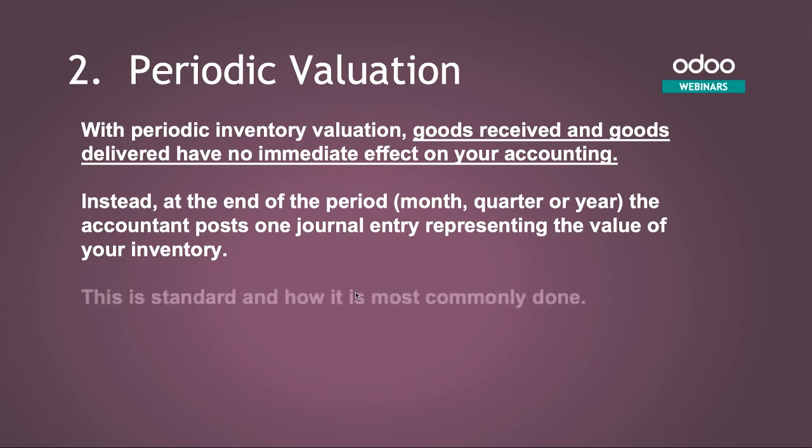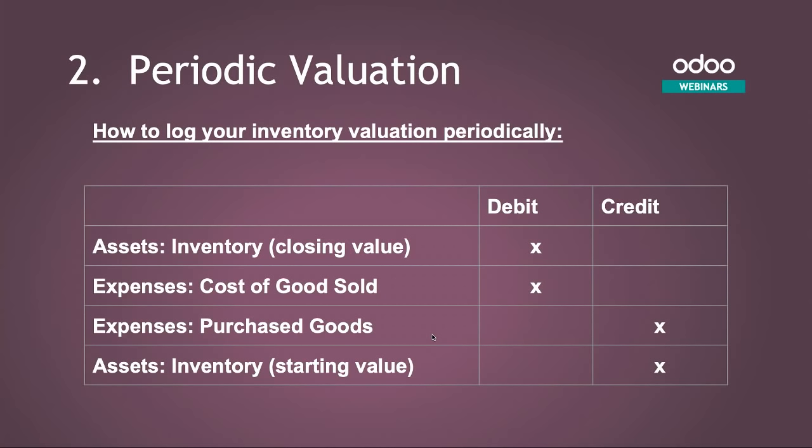With perpetual valuation, you will be able to do this automatically. So you don't necessarily have to ever go in and do anything specifically. Every time there's a money movement, it will automatically create journal entries in the system. That being said, this is how you would normally log your inventory valuation. In your assets would be a debit, your expenses would be in cost of goods sold, then your expenses would be purchased goods and inventory, which would be your starting value. So let's look at how this works.